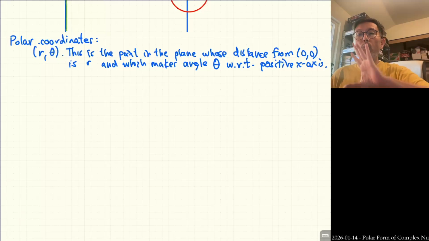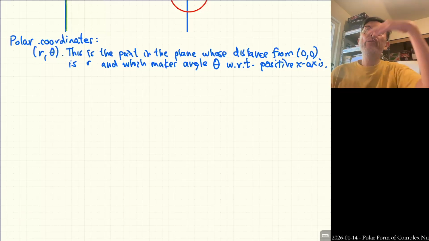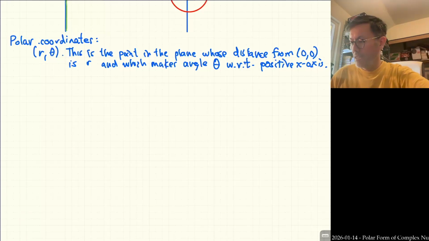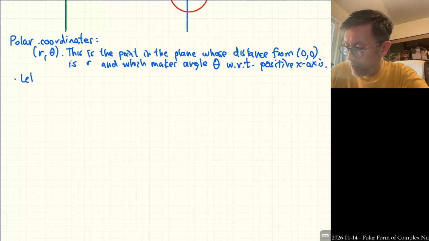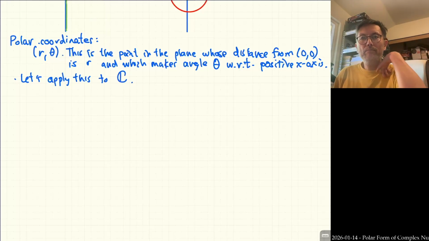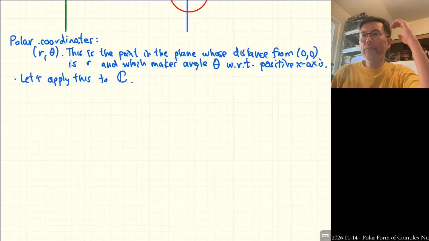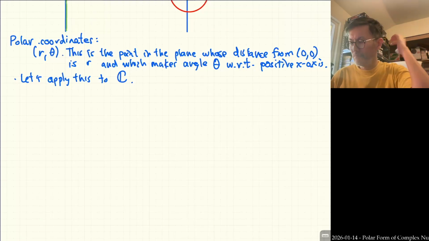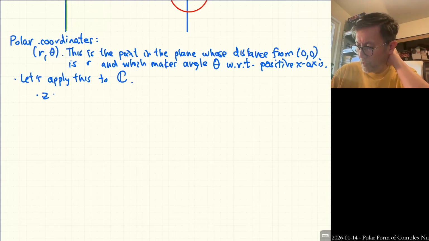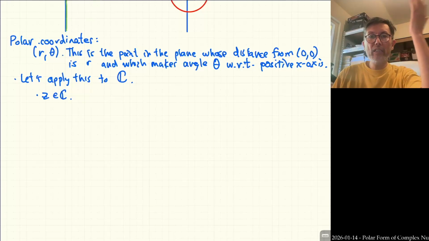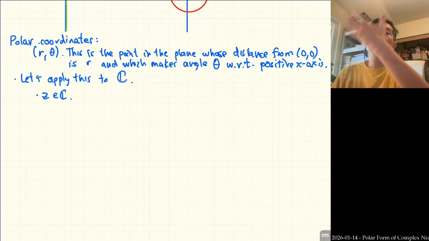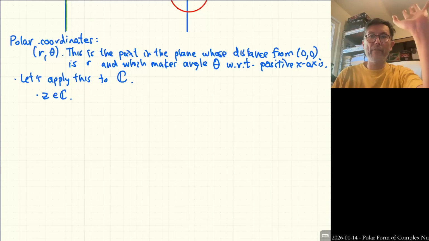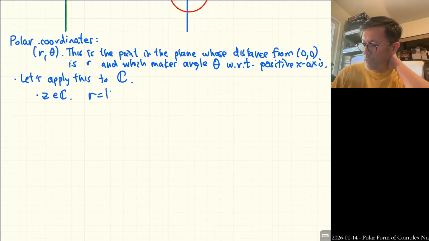All right, so now we want to apply the polar coordinate idea to the complex plane. So let's suppose that we have a complex number. Let's call it z. z is going to be a complex number, and let's let r be the modulus of z. That's, after all, the distance of z to the origin by definition of modulus. So r is going to be the modulus of z.